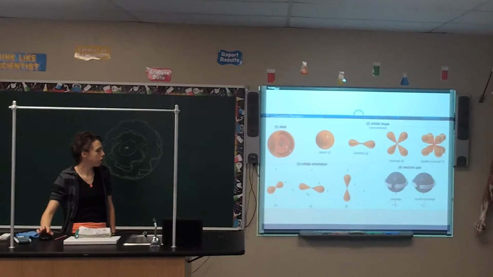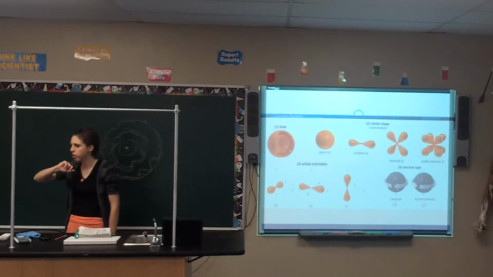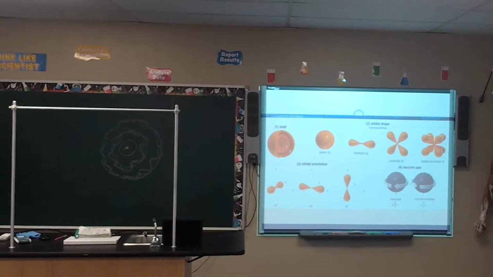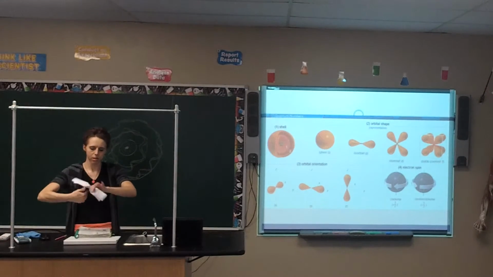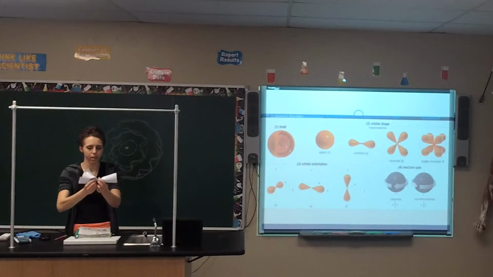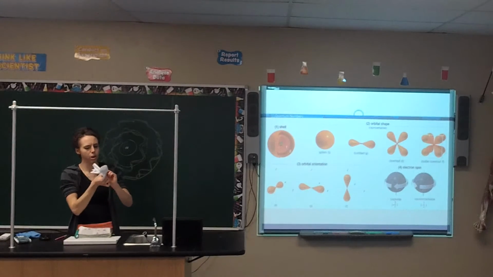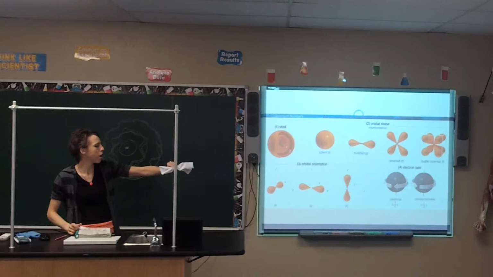The third one tells you the orientation. Your book's trying to show you this in the picture. It's a little bit harder to see. You're going to borrow a piece of paper. It's easier to see if you see it with an actual physical object. So we'll say this represents the probability contour with a dumbbell shape.